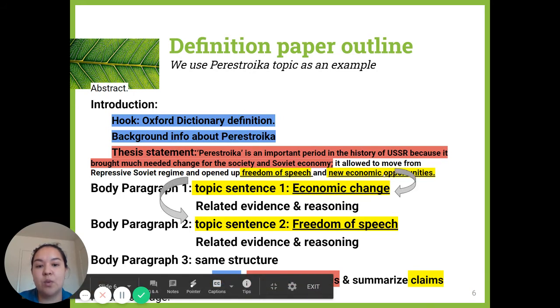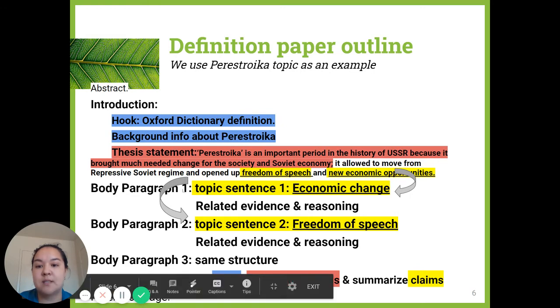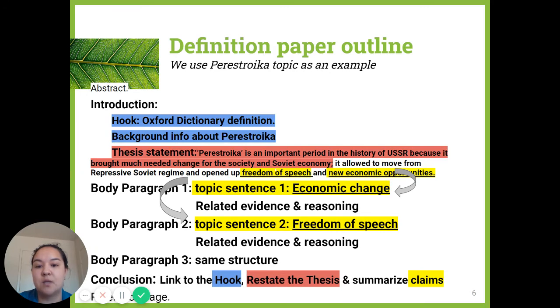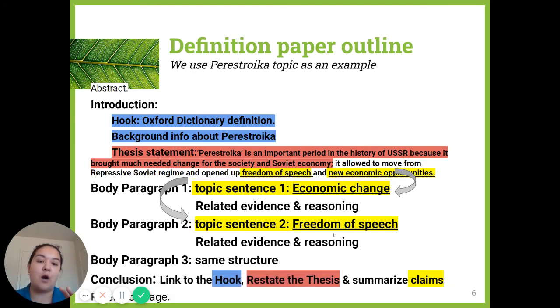So with the arrows, I'm showing that our thesis statement mentions economic opportunities, and then in body paragraph 1, we will discuss economic changes, right? And with the second arrow, I guess it's not linking all the way, but we are talking about the same thing that we have mentioned in the thesis statement, freedom of speech, and our body paragraph 2 would also talk about freedom of speech. So you can see it's kind of like a puzzle piece, right? Everything is connected, and the structure is very, very precise that way.